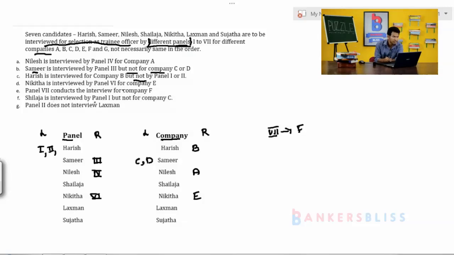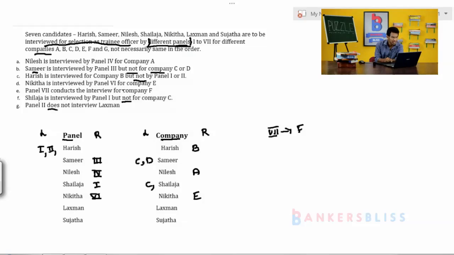Next one, Shailaja is interviewed by panel 1st. Look here, Shailaja. Where is Shailaja? Shailaja is here, interviewed by panel 1st. But not, look here once again, we have the terminology not. It means Shailaja is not interviewed for company C. Is it clear?